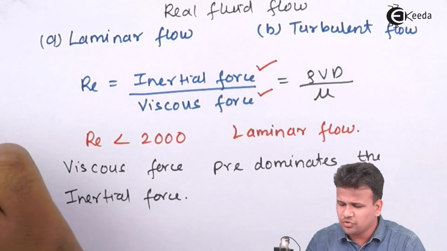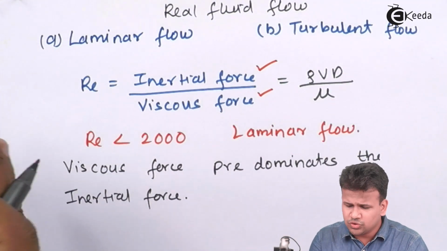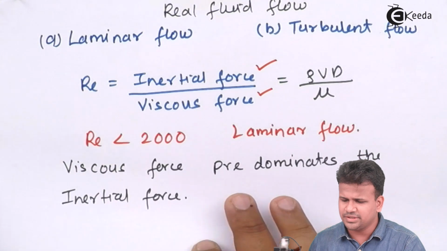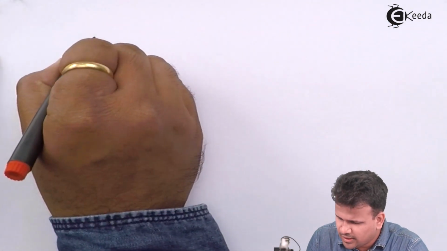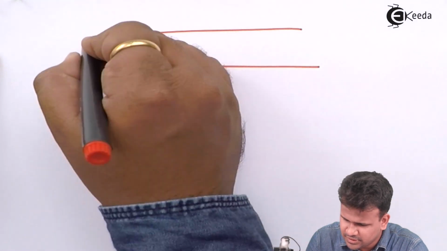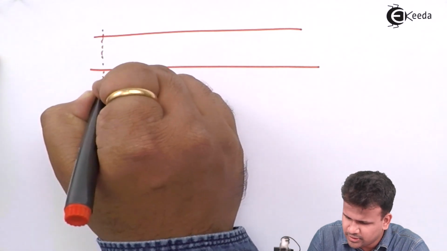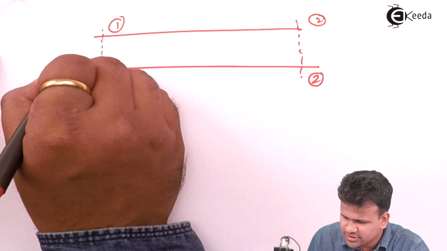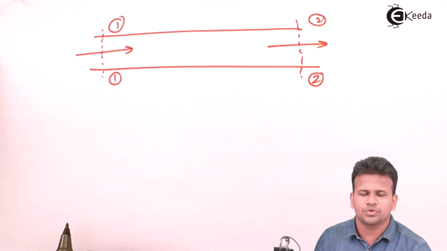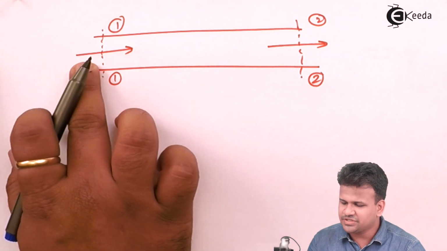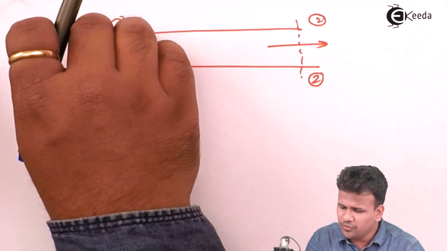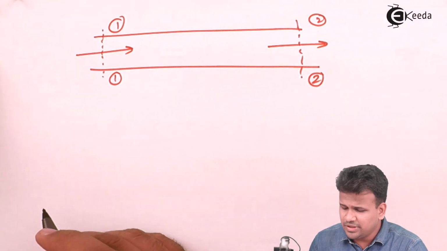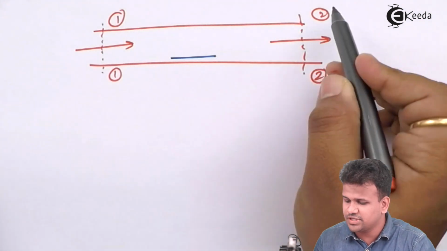Now, when a fluid is flowing through a pipe, the fluid wants to go from one part of the pipe to another part of the pipe. Let us see how we can illustrate that. So, there is a pipe in which this is section 1 and this is section 2. The fluid is flowing from section 1 to section 2. Now, the fluid wants to flow in this direction.